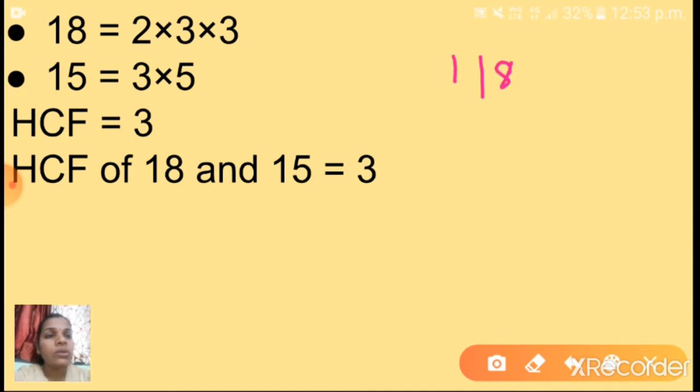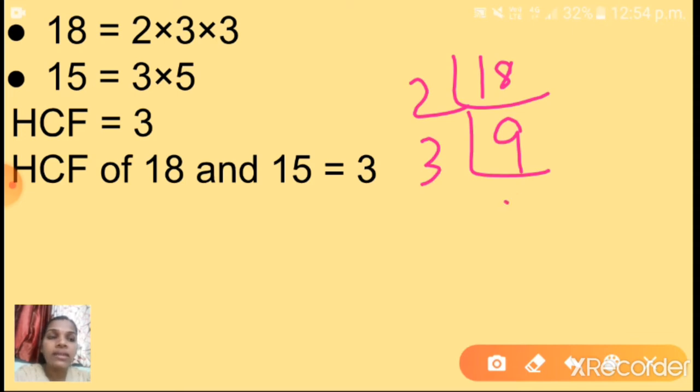18, you know, it is an even number, isn't it? So it will come in which prime number's table? 2. So how many 2s are 18? 9 2s are 18. Again 3. How many 3s are 9? 3 3s are 9. So what are the prime factors of 18? 2 into 3 into 3. I have written it here.